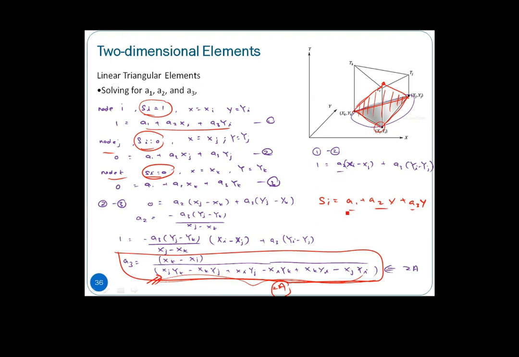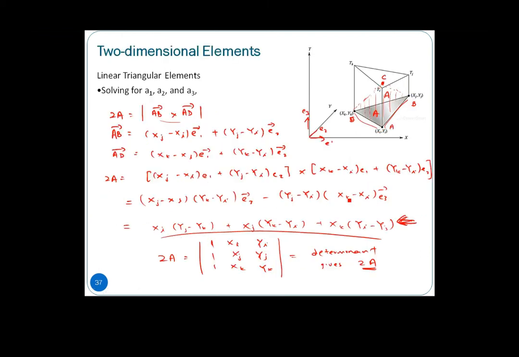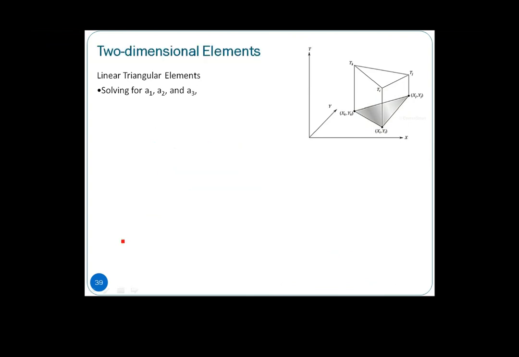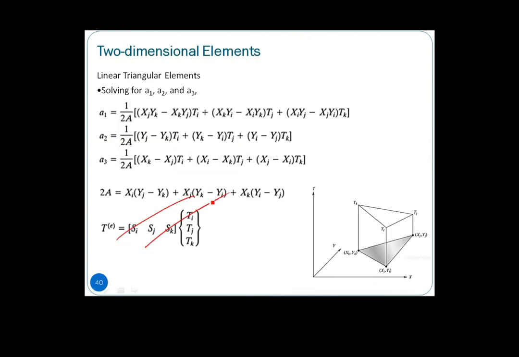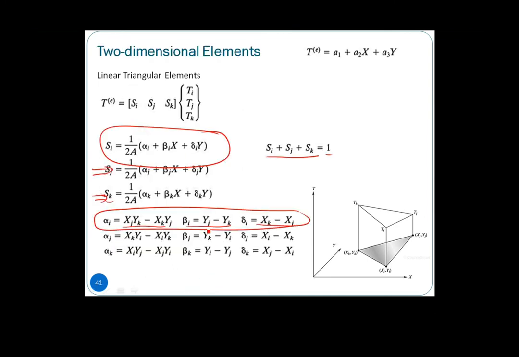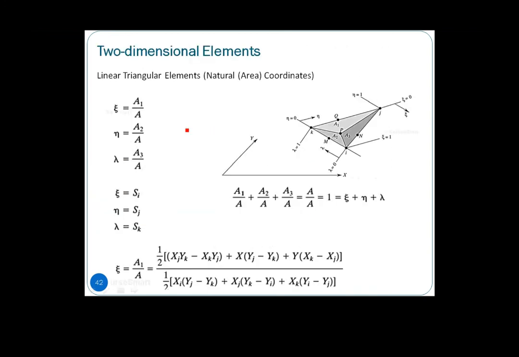So we are assuming our Si equals A1 plus A2 x plus A3 y, right? So in the end we have this, okay? It is similar to, not this one, but it is similar to what you have here, okay? This one. So that is a linear triangular element. Then in terms of global, right, in terms of natural, here we are talking about natural coordinates, its area coordinates. Here again we have psi, eta, and lambda, okay.